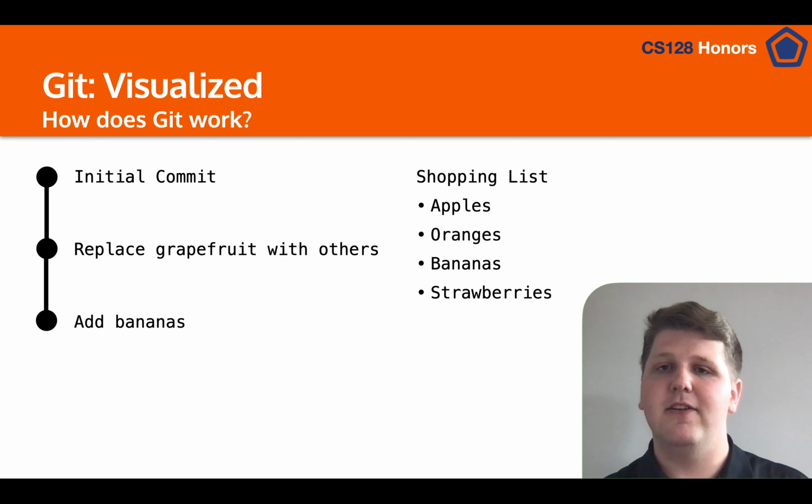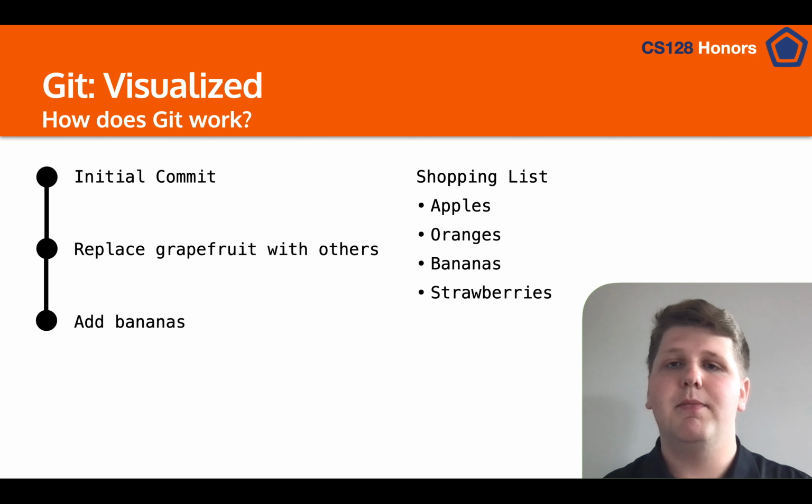And we now can kind of see what happened, right? We start off by initializing the commit history, and then we went and replaced grapefruit with a couple other fruits, and then we added some bananas. And so this is our Git history. Now, we can now say, what if I want to see what the initial shopping list looked like, right? What if I want to see something that was removed? All we have to do is check out that previous commit.